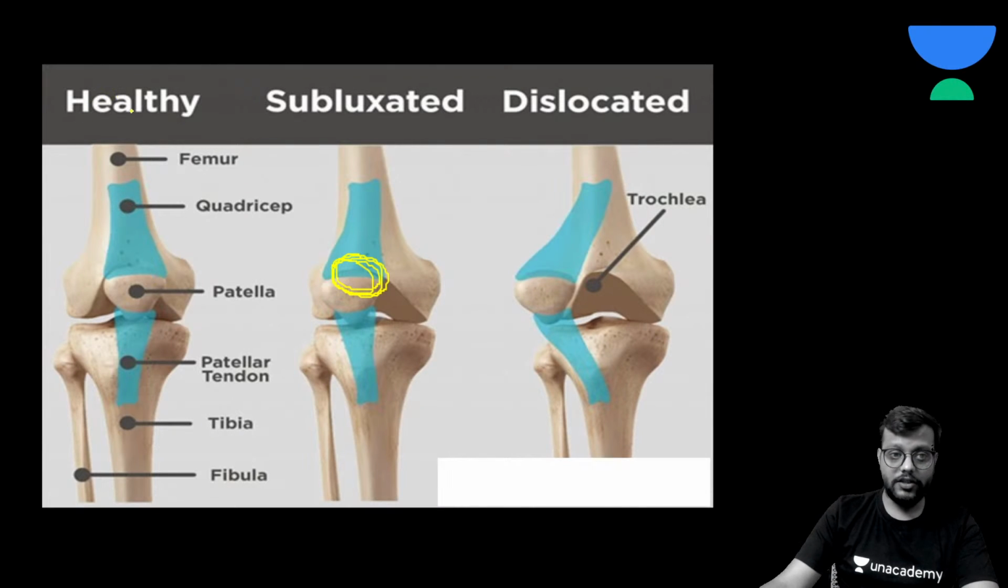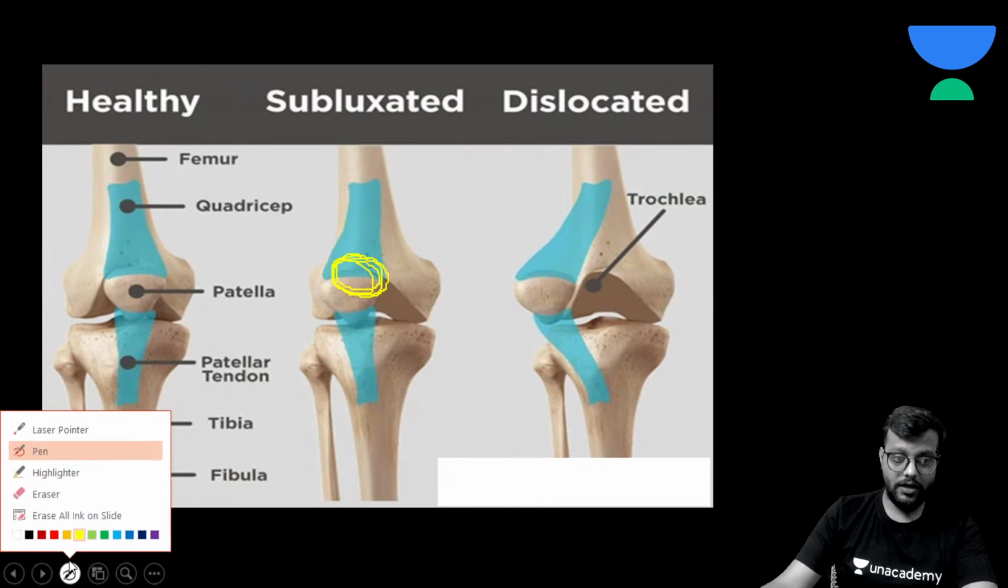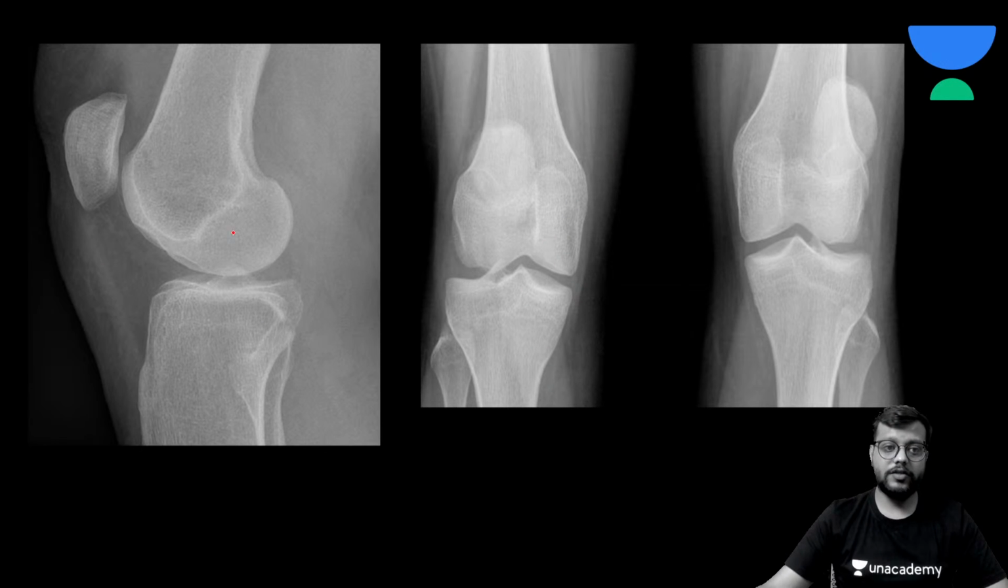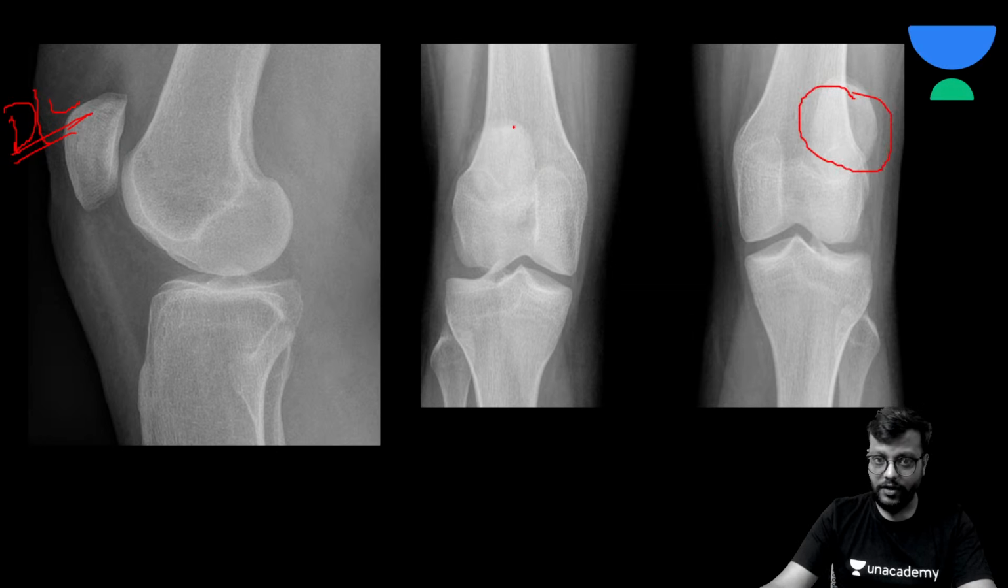See, here you can see this is your healthy extensor mechanism, as we have discussed: the quadriceps, then the tendon, then the patella, then the patellar tendon. Here you will have the retinaculum. Subluxated means incomplete dislocation, and here you can see there is complete dislocation, with an empty trochlea of the femur. Here you can see the dislocated patella, towards the fibular side.